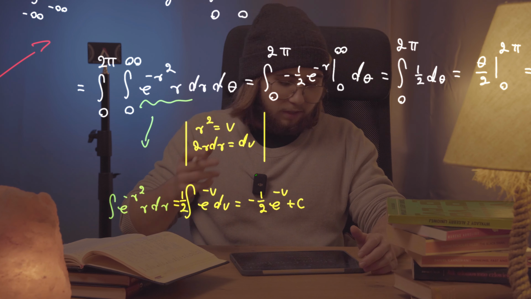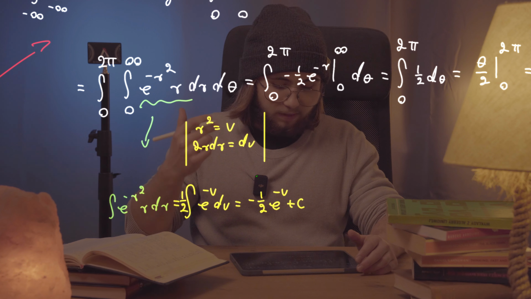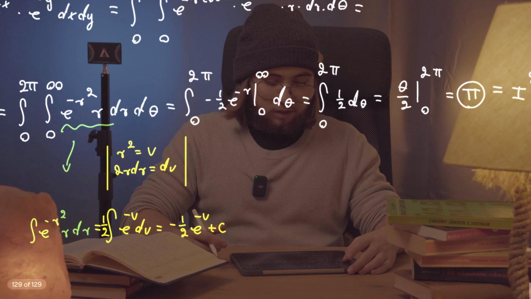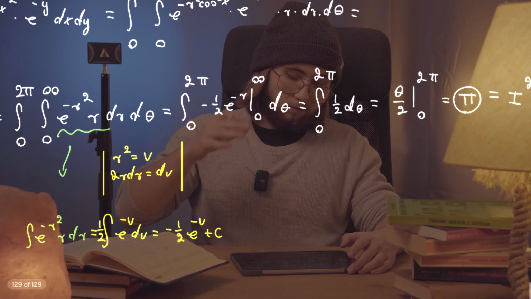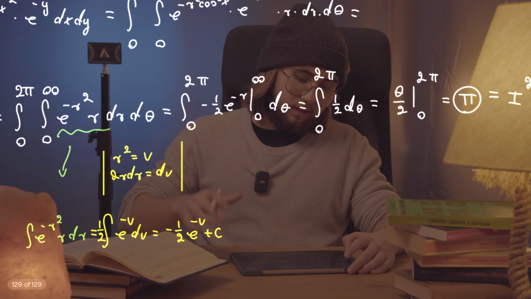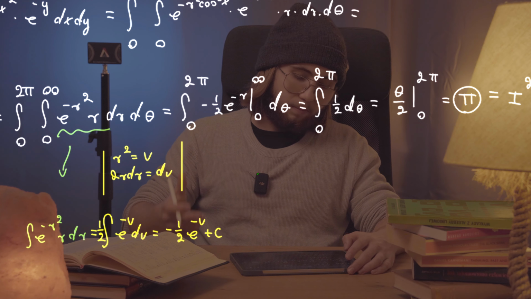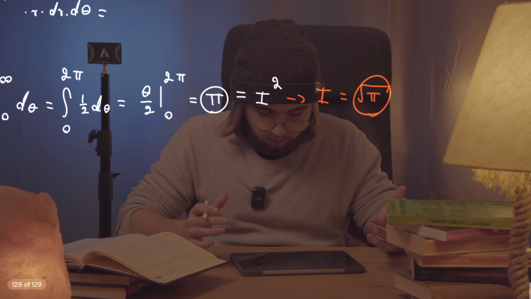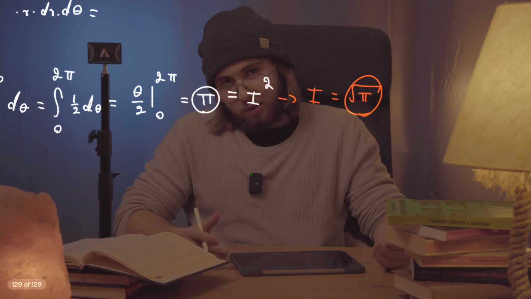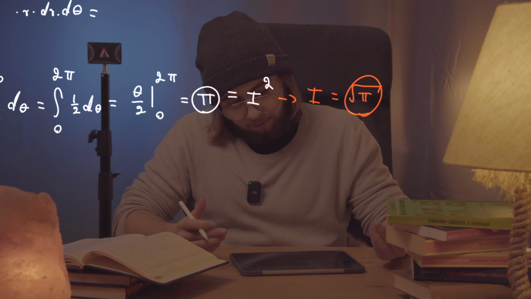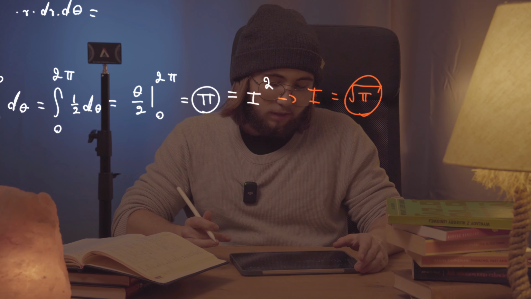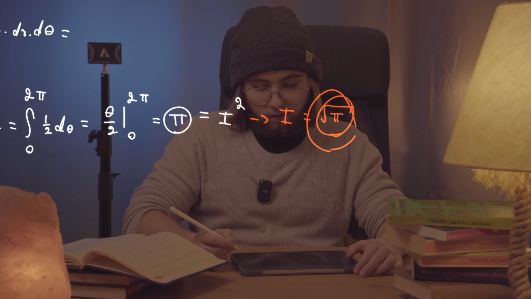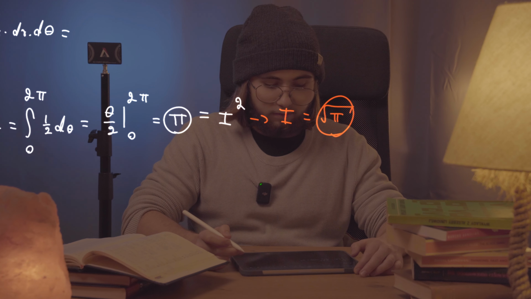Then what we did is we just evaluated the antiderivative of e to the negative r squared times r dr, which was equal to negative 1/2 of e to the negative u, and then we evaluated it within bounds of 0 and infinity, and then took the integral from 0 to 2 pi, d theta of that thing, and the final result was pi. However, taking the square root of that result will give us what the Gaussian integral is actually equal to, and that was the square root of pi, which is a pretty famous result.